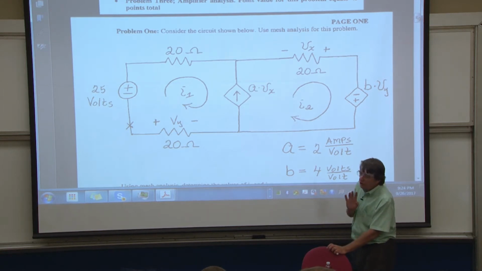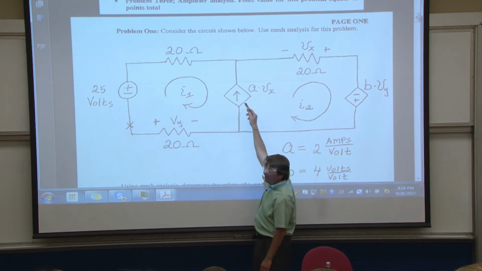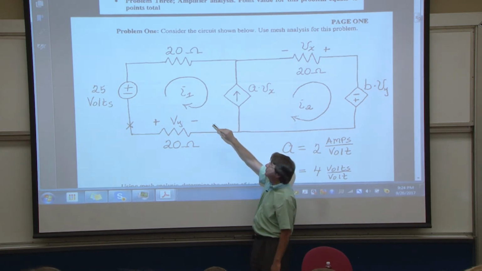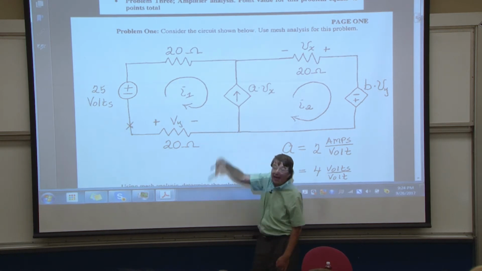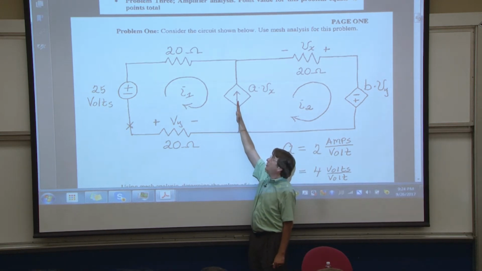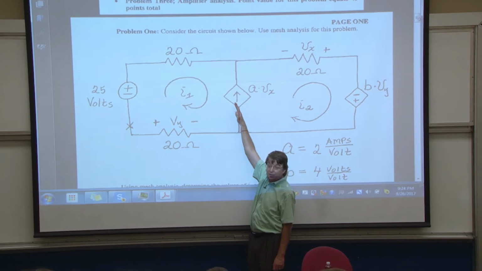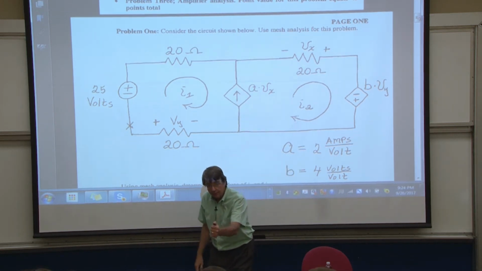Yeah, I see what you're saying. You're saying if you go in the node, I1 goes in, AVX goes in. The problem is the way I1 is defined is a mesh current. It's also coming out of the node. Some people might find that confusing. If I look at it this way, this current has to be AVX. That's I2 minus I1.